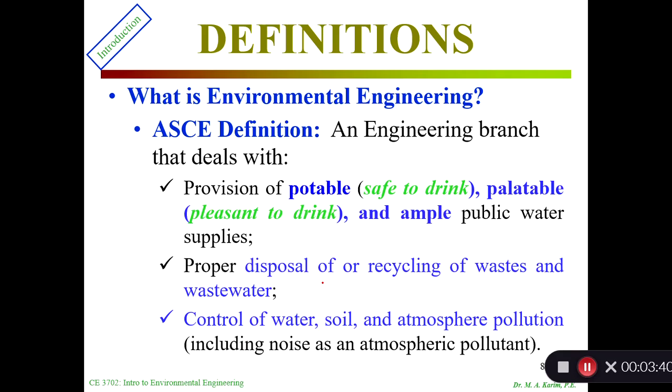The ASCE definition: first one is the provision of potable, safe to drink, palatable, pleasant to drink, and ample public water supplies. We have to make a provision for that, so that deals with environmental engineers. Number two is proper disposal or recycling of waste and wastewater. Number three, control of water, soil, and atmospheric pollution. Finally, noise pollution is also another one. There are three parts of the definition given by ASCE.